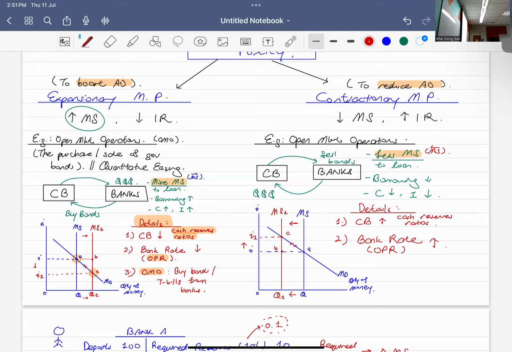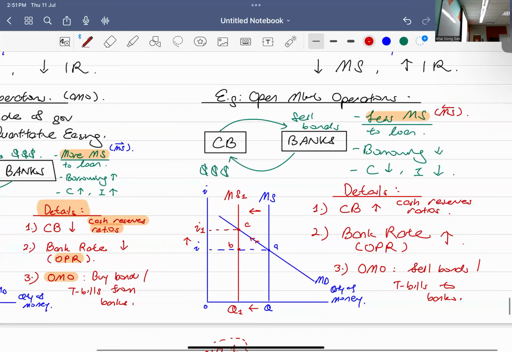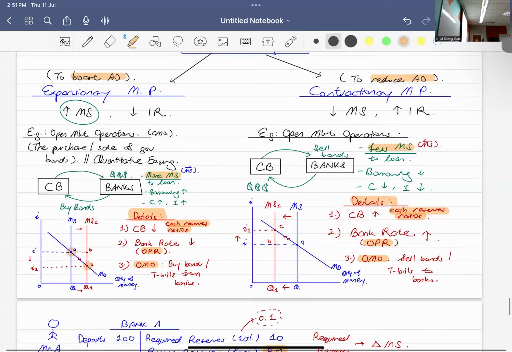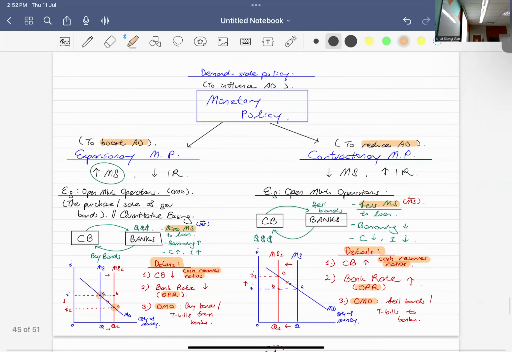And the other one is through open market operations, OMO. Here it is to sell bonds or T-bills to banks or to people. Usually they sell it to banks. So the methods and details here refer to the ways the central bank can achieve this outcome: to control the cash reserve ratio, to control the OPR, and to sell bonds under open market operations. Those are the things you need to know for contractionary monetary policy itself.